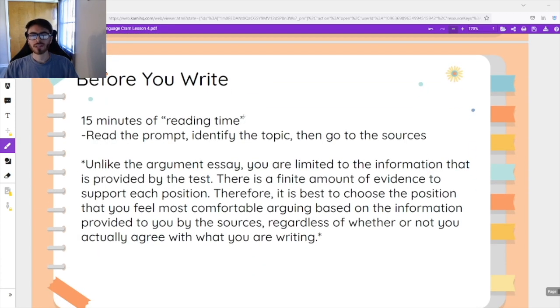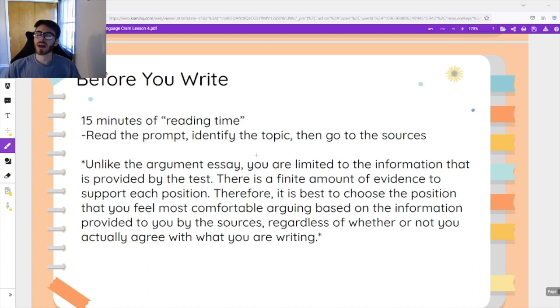So let's talk about this 15 minutes of reading time. This is something I believe I briefly mentioned in lesson 1, and we haven't talked about it since. You technically, according to the way that the test format is written, have 40 minutes per essay and then 15 minutes of reading time.